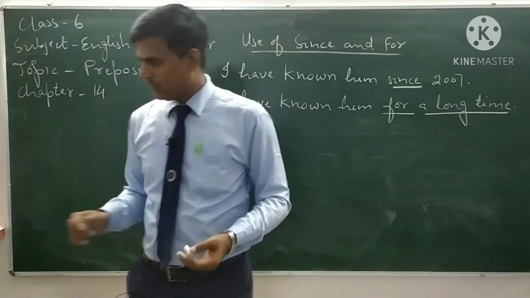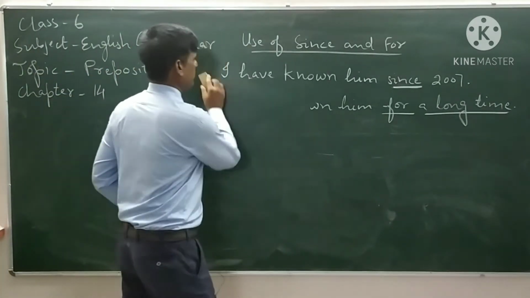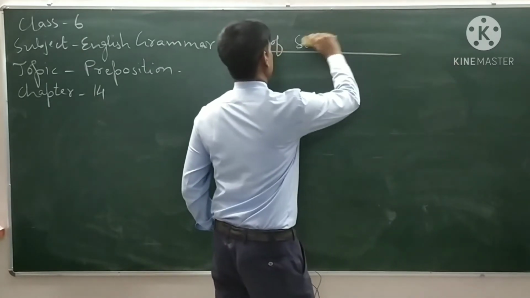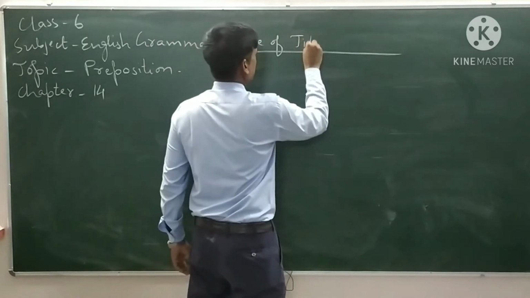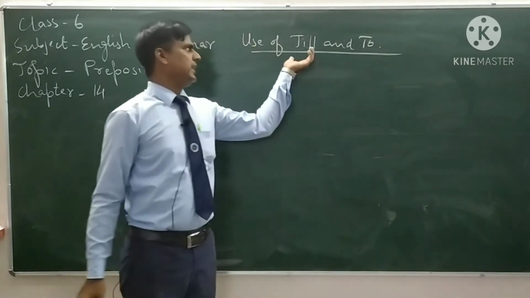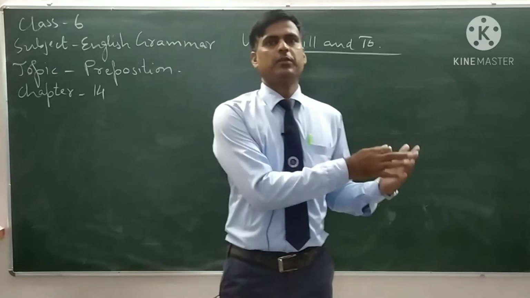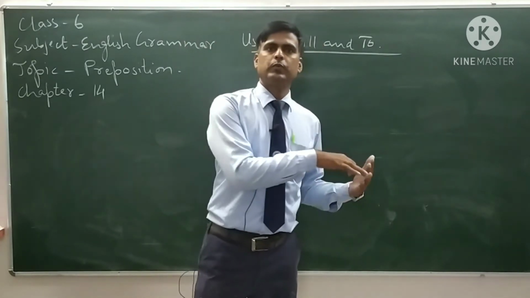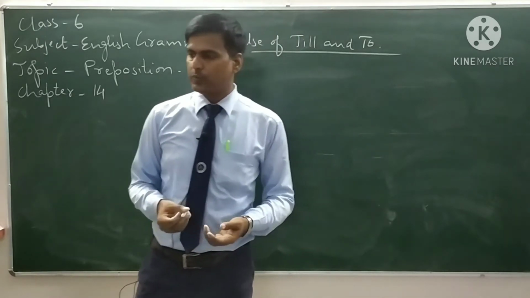Now let us see the use of till and to. We use till for the time and to for the place. So we can say that till is used for time and to is used for place.